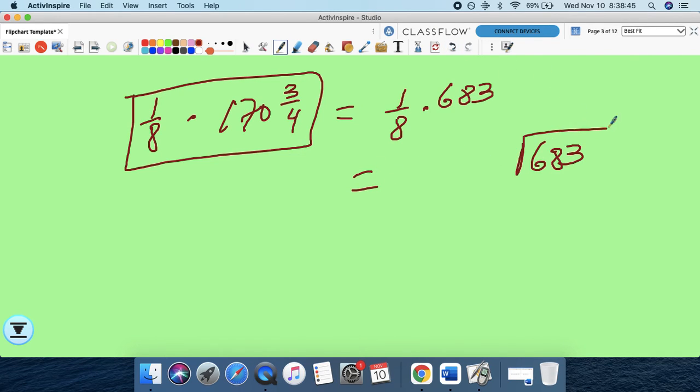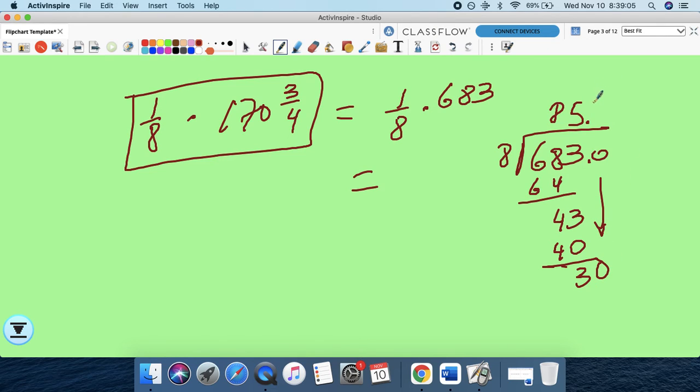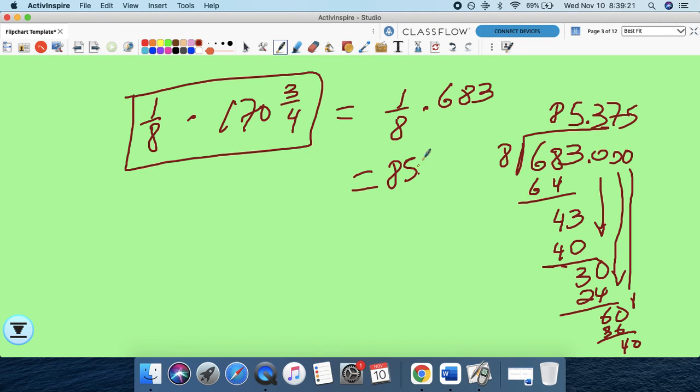683 divided by 8. That's 8, 64, 43, which is a 5, 40, 3, let's put a few zeros. We're going to get a 3, which again is 24, 6, bring the 0 down, it's going to give a 7, which is 56, and then 4, it's going to be a 5, right? Bring the 0 down, it's going to be a 5, so there's my answer, 85.375 thousandths of a pound.